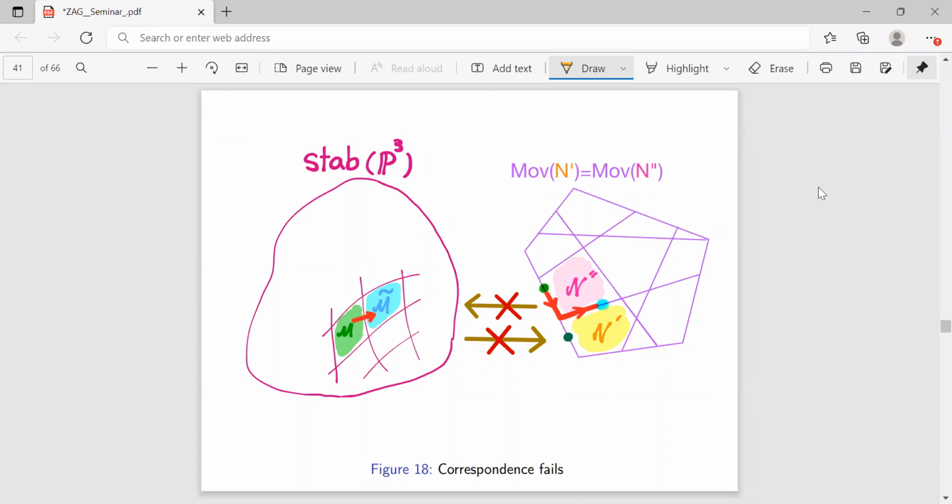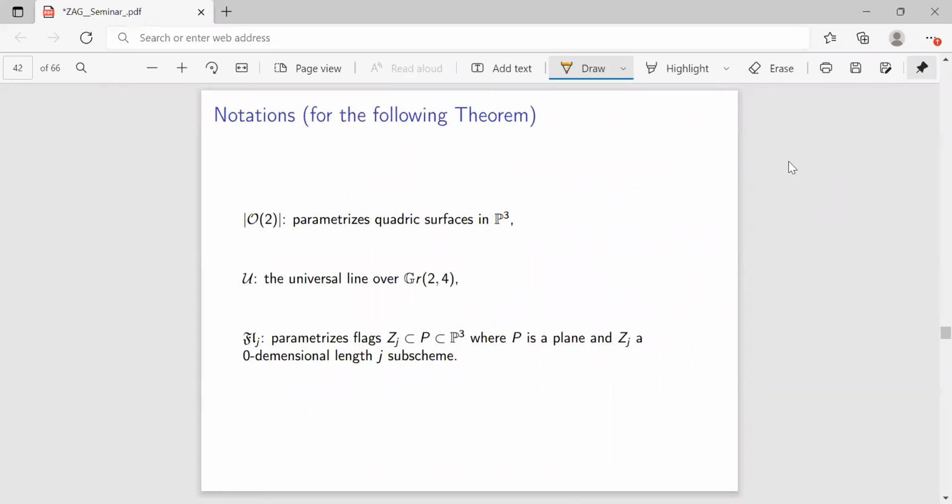Now let's go to the description of those two moduli spaces, or basically let's cross the other walls. First, we have some notations. I think I already introduced this. O2 parameterizes quadric surfaces in P3. U is the universal line over the Grassmannian, and FLJ parameterizes flags ZJ inside P3, where P is a plane and ZJ is a zero-dimensional length J subscheme of the plane.